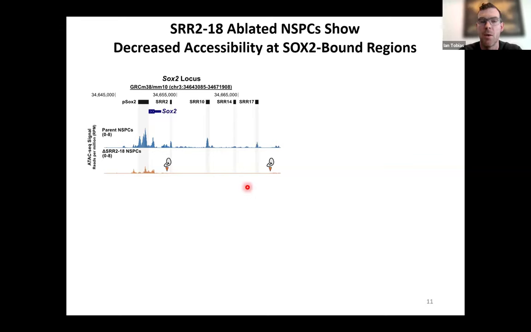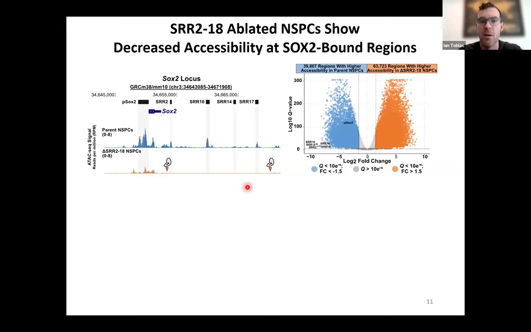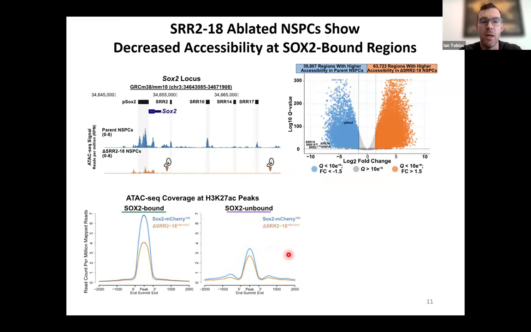What we were a little surprised by was that this regulatory mutant would show tens of thousands of differentially accessible regions genome-wide. And this is really a profound change in the chromatin landscape, we thought, that was more consistent with a shift in transcriptional regulatory networks that define cell identity. And we initially suspected that altered SOX2 protein function in these regulatory mutants could explain some of the losses of chromatin accessibility.